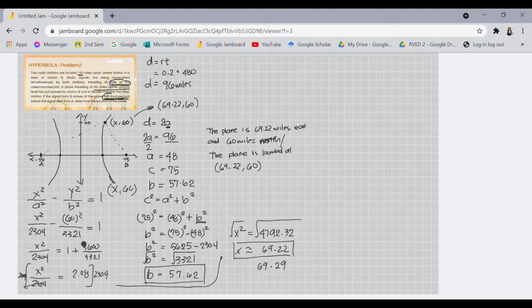So using the defining equation, we substituted x and 60. That is to solve for the value of x. And therefore, upon getting the approximate value of x, we now get the location of the plane. So the plane is 69.22 miles east and 60 miles north, okay, in the Cartesian plane.